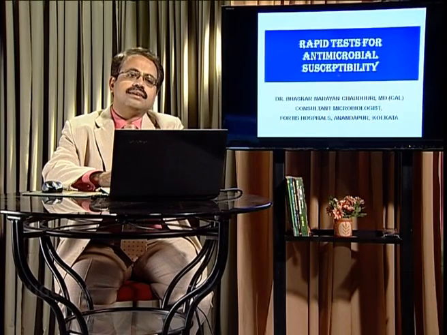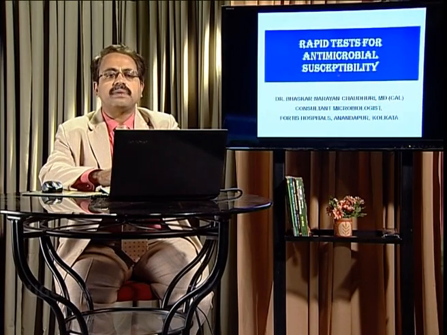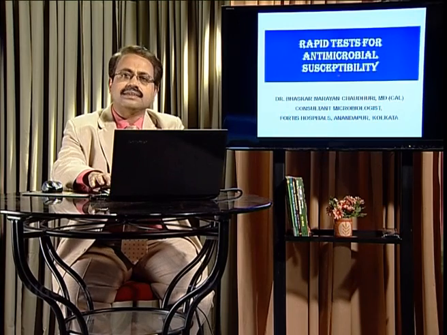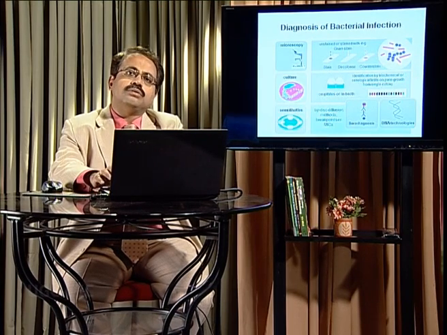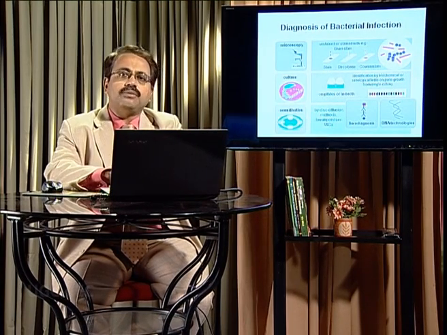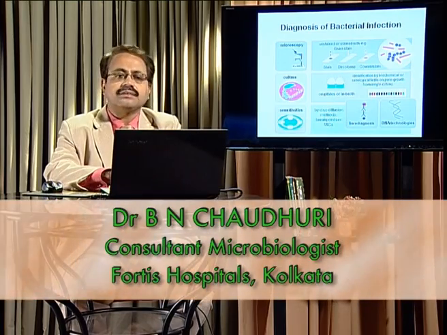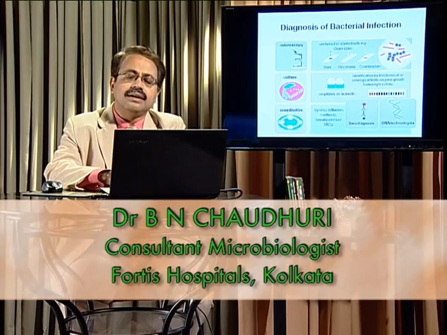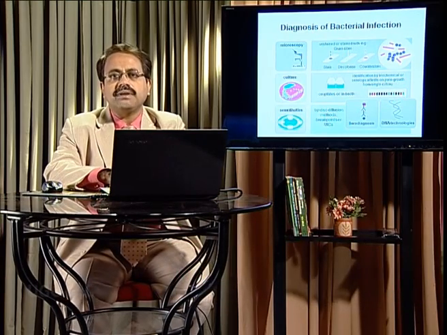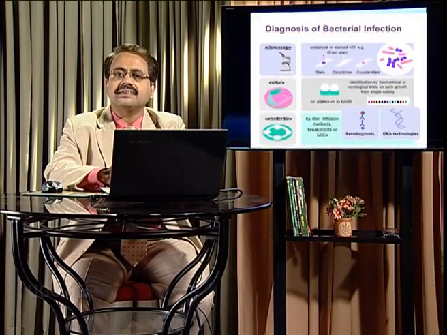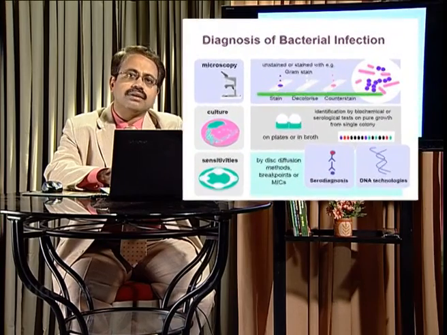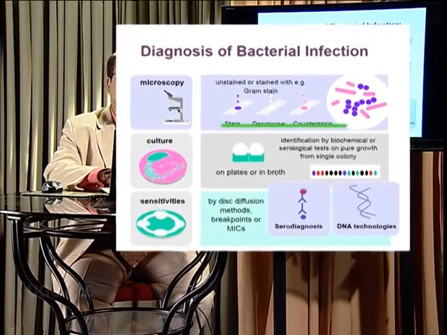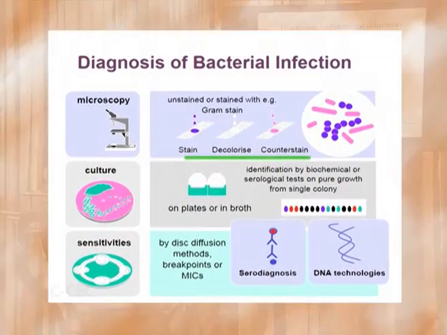Dear viewers, the topic for discussion today is rapid tests for antimicrobial susceptibility. When a sample comes to the laboratory, we go for the diagnosis of this infection, bacterial or fungal infection. In the laboratory, we process a sample for microscopy, like unstained preparation or Gram stain or AFB staining, ZN staining. Then we process a sample for culture.